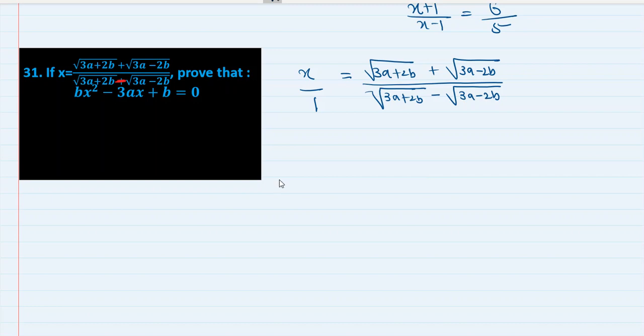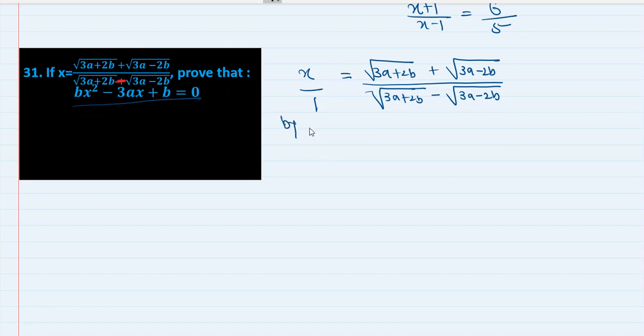How to solve this? How to prove this thing? See, I can see that this right hand side is already in the form of componendo dividendo, and I told you that if you want to simplify a ratio which is in the form of componendo dividendo, apply componendo dividendo on it all over again.